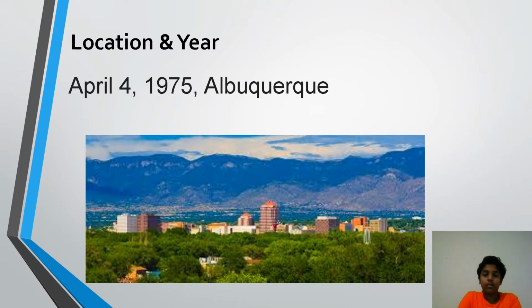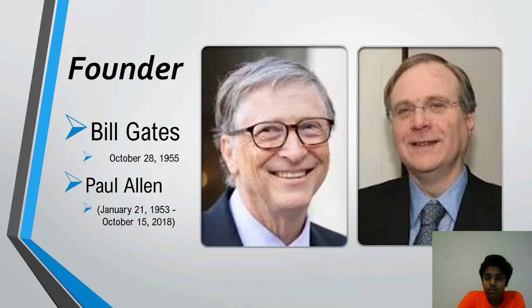So when and where was Microsoft founded? Microsoft was founded April 4th, 1975 in Albuquerque. The founders of Microsoft are Bill Gates, who was born on October 28th, 1955 and is still alive right now, and Paul Allen, who was born January 21st, 1953 and died October 15th, 2018, recently, 2 years ago. So they were the two people that founded Microsoft.